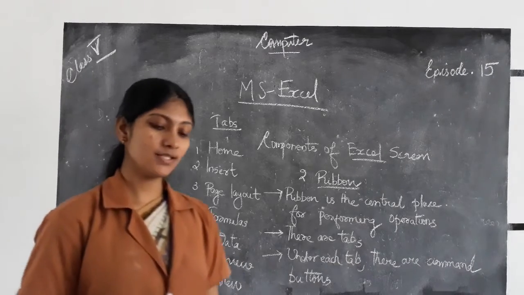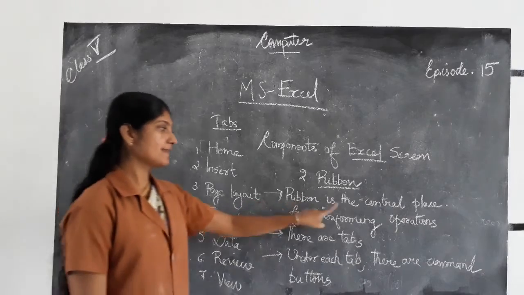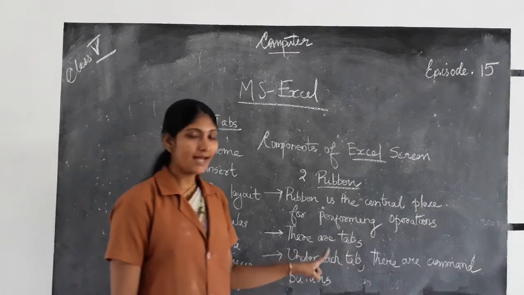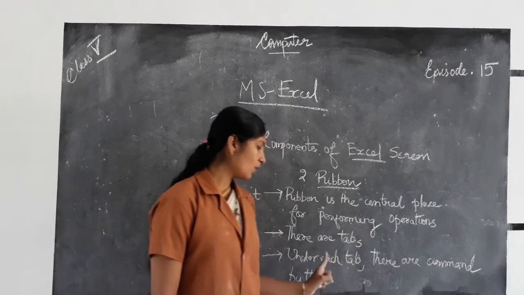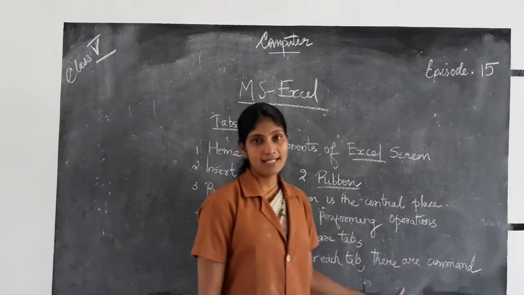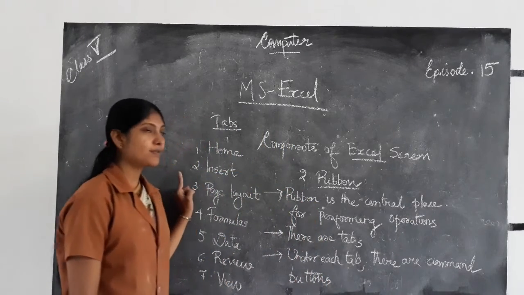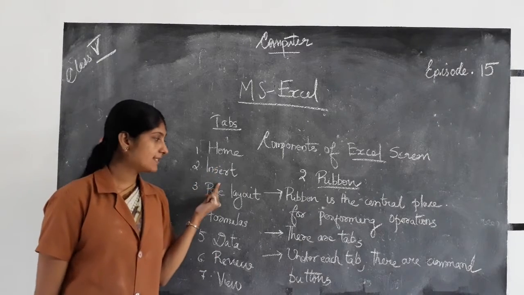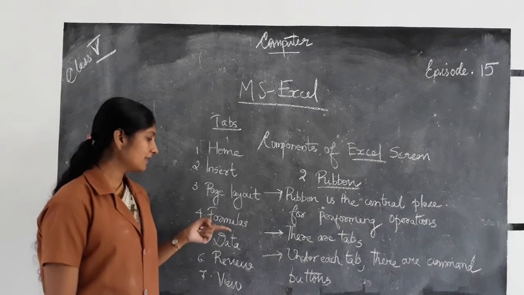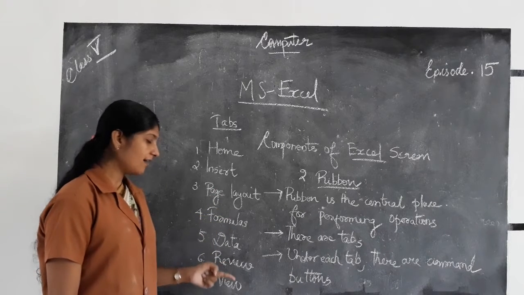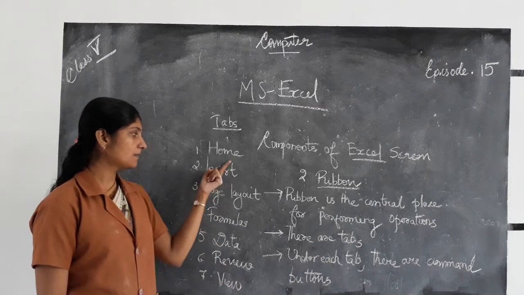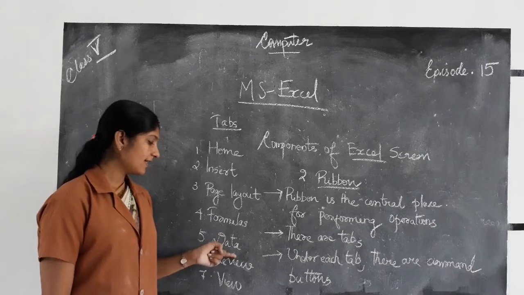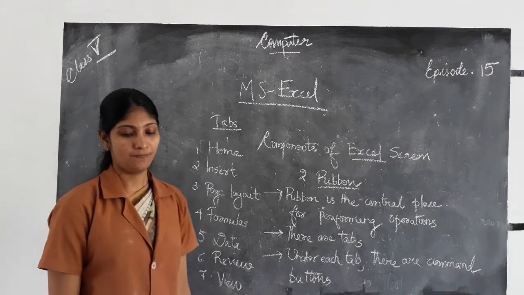Okay. So once again, ribbon, which is the central place for performing operations. Then there are some tabs present in ribbon. Under each tab, there are some command buttons. So what are the tabs present in Excel screen? At first, home tab, then insert tab, page layout tab, formulas, data, review and view.